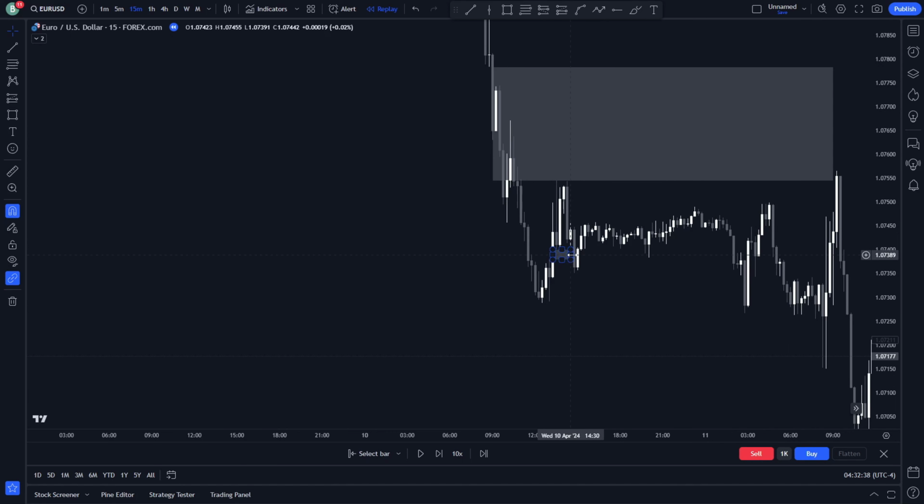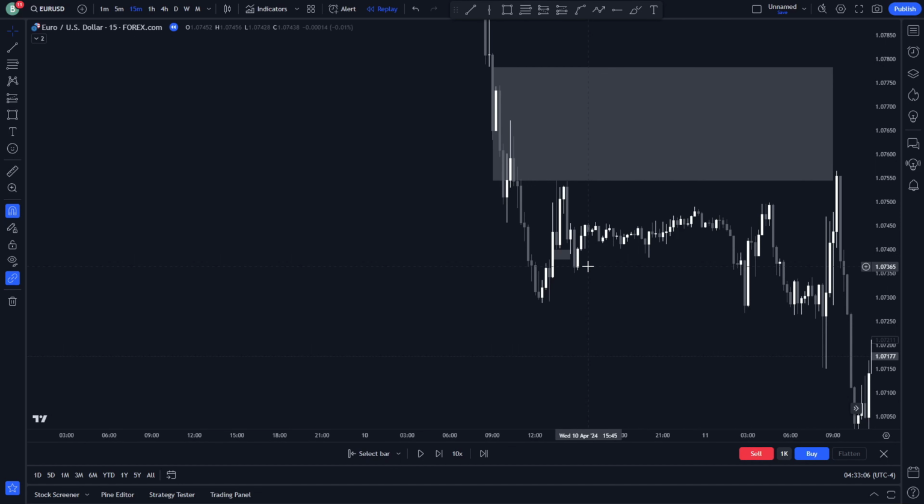This 15-minute fair value gap is not strong enough to push price higher, because as I just mentioned, the big players want to trade off of the highest time frame PD arrays possible. So that is why that fair value gap would simply not be something you would want to trade off of.